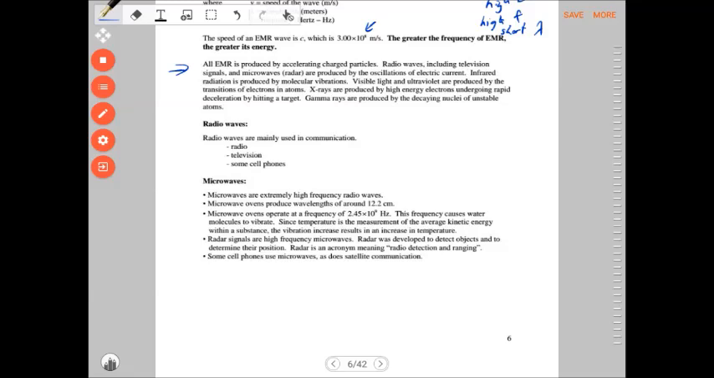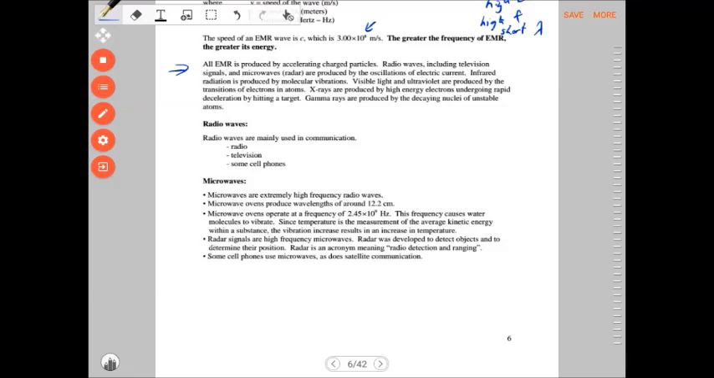This frequency causes water molecules to vibrate. You'll remember that since temperature is just the measurement of the average kinetic energy within a substance, the more the molecules vibrate, the more energy they have, and this is noted by us as an increase in temperature.